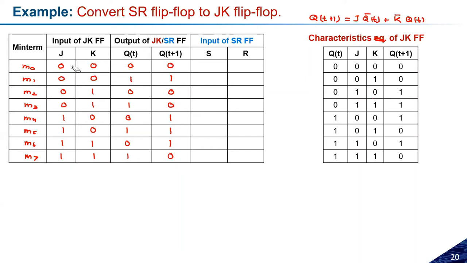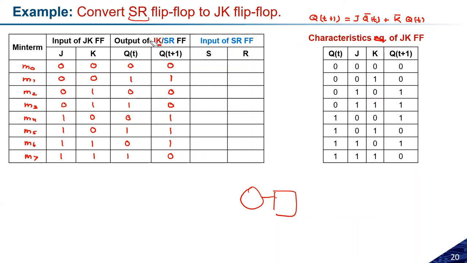Now the next step, once we are ready with this one, is to calculate the input of the SR flip-flop. Because I want to make the JK flip-flop with the help of an SR flip-flop, and I have to connect some logic to the input of this SR. That is why the input of SR flip-flop is considered here. JK is written in brown. What it means is that I'm considering the characteristics equation or characteristics table of the JK flip-flop. So these two tables are made with the help of the characteristics equation of the JK flip-flop.